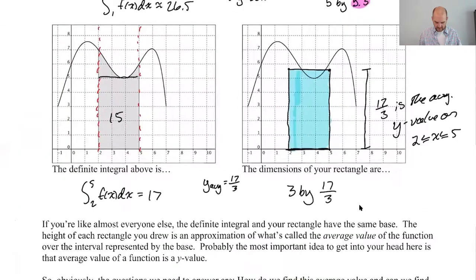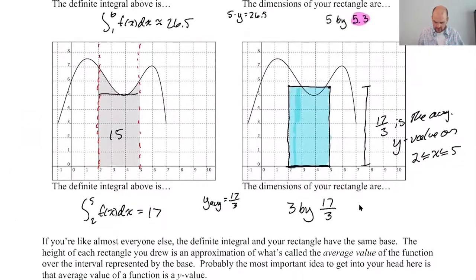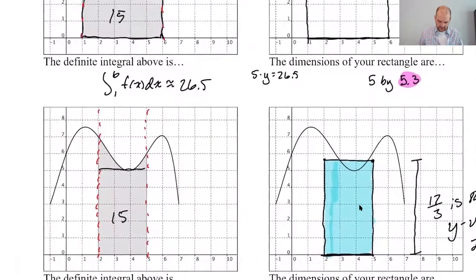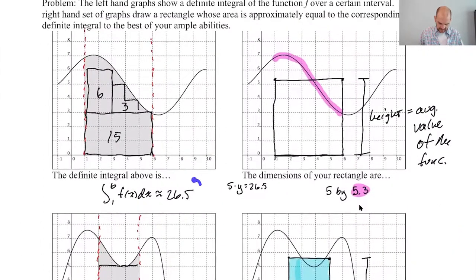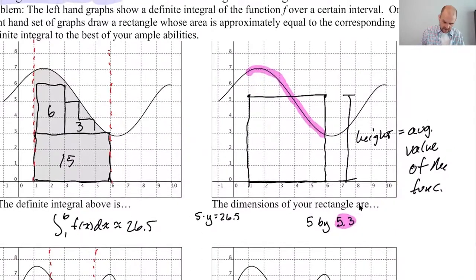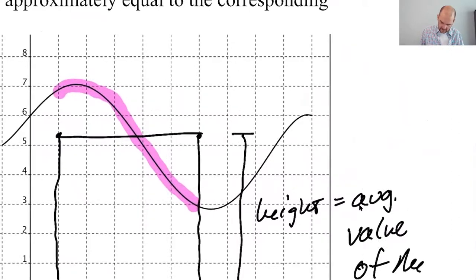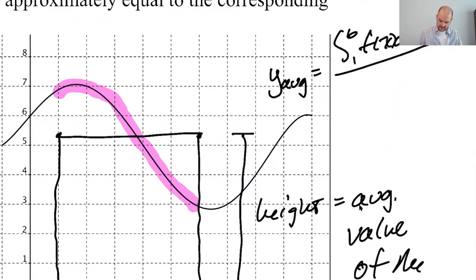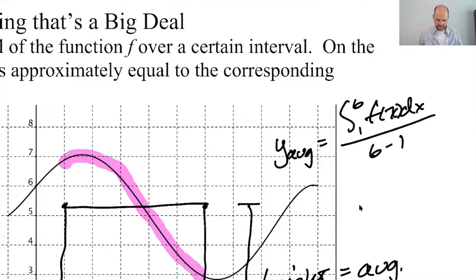All right, so now let's think about how we got that, because we're going to do a lot of work to get these. If you look at how we got them in each case, we took the definite integral, and we said that that was going to be the base, the interval, times the average value. So to find the average value, y average is the integral from 1 to 6 of f of x dx, divided by the interval, which is 6 minus 1, 5, the base of the rectangle. Integral divided by interval is how we can find this.